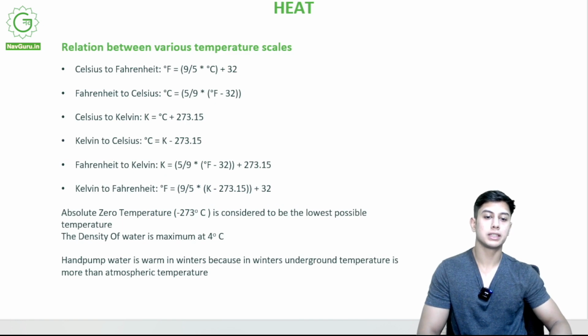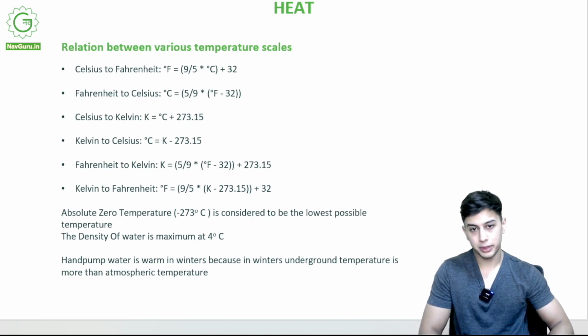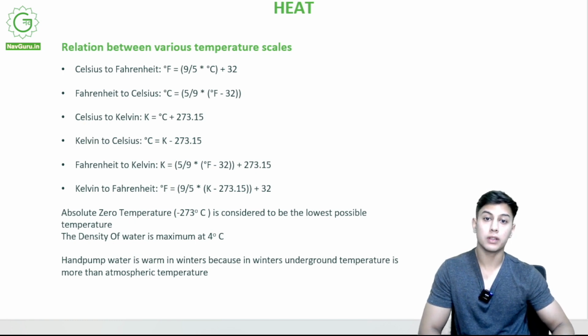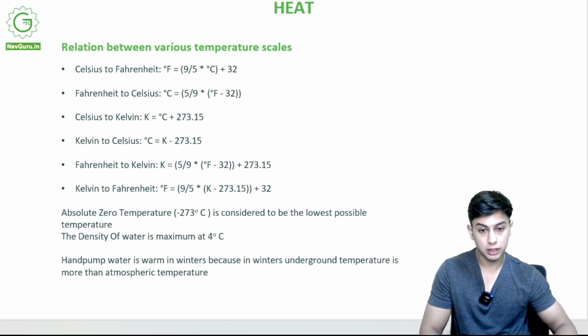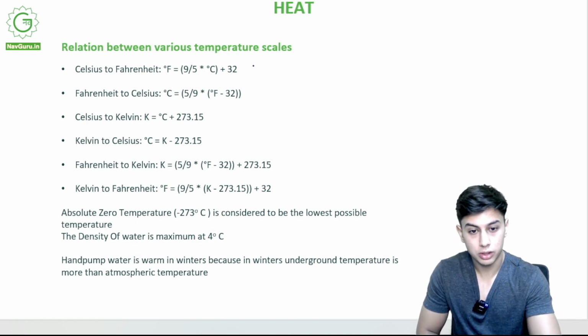Relationship between various temperature scales. Now this is important. What if I have some temperature in degrees Celsius and I want to convert it to degrees Fahrenheit? I can do that. For example, if I have Fahrenheit and want to convert it back to Celsius, how will I do that? There are formulas given over here.